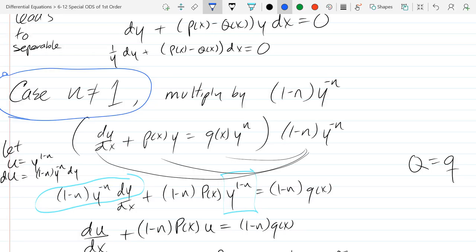And any time p of x equals q of x, it will be separable. Because it will cancel out then. So there'll be lots of, like, oh, if this thing is happening, I can turn it into this other form. If this other thing is happening, I can turn it into the other form. There'll be a lot of those relationships going on. So I would only put the n not equal to 1 case on your cheat sheet.